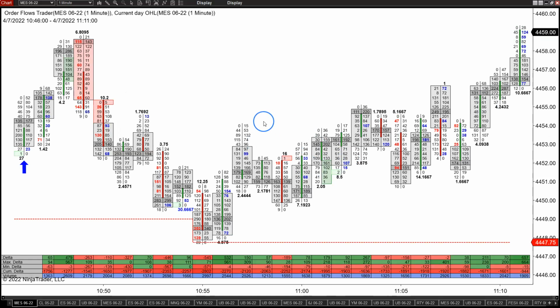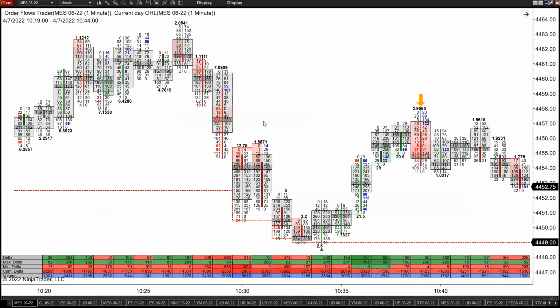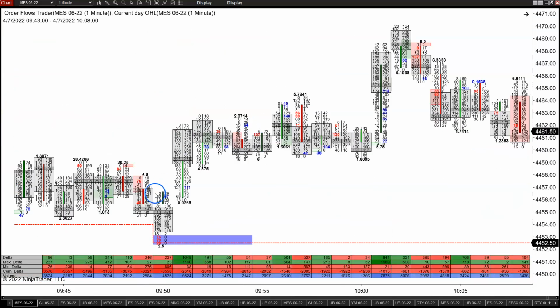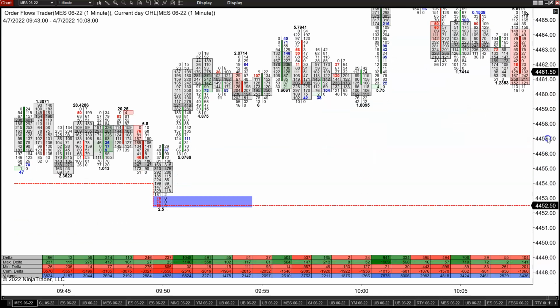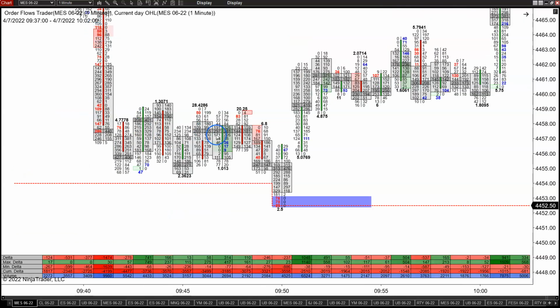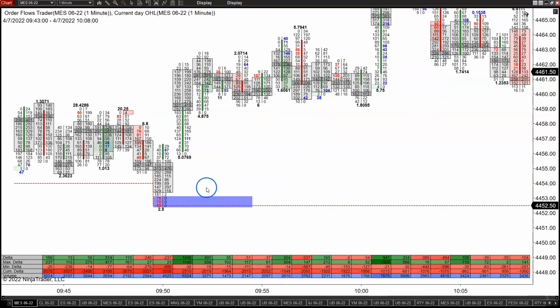So this is the MES, the micro E-minis, and at this low here, the low of the day at this time, I believe we did make lower lows, coming down into 44.52.5, right? You see this nice stacked selling imbalance, okay? The market was coming down, right? It had dropped, made new lows, boom, aggressive sellers came in here. This is most likely a stop that just got triggered down here at 53, and then the market snapped back and rallied up.